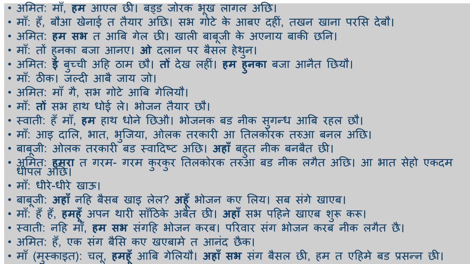So, here you see the pronouns written. So, ham is one pronoun, ham sab is another pronoun, e is another one, ham hunka baja anit chiyo is another one. Then you have to, ham, aha, hamra, aha, and all of this. You can see all of these things even in the handouts that has been shared with you separately.